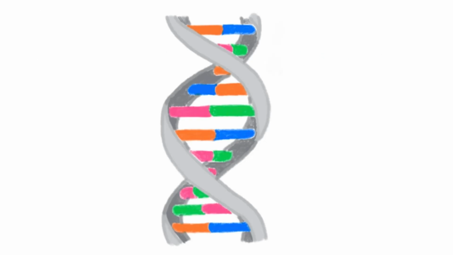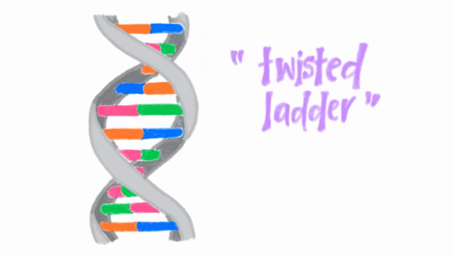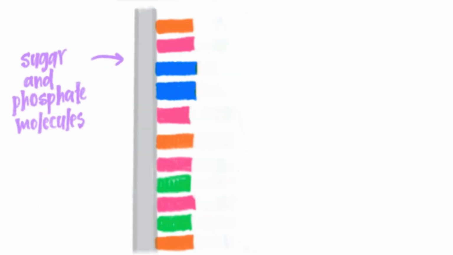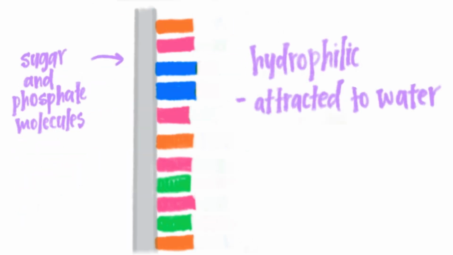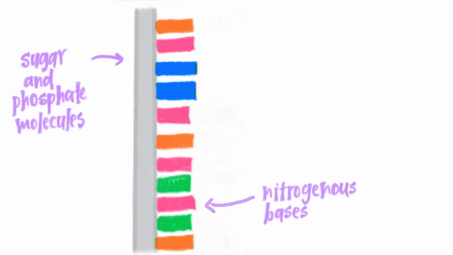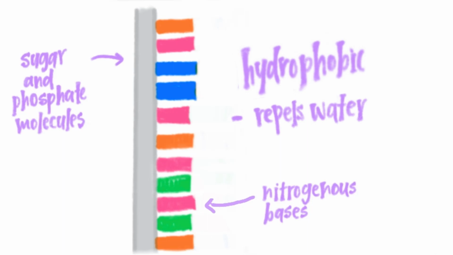One thing to note about DNA is that if you look at a classic model of DNA, you can see that it looks like a twisted ladder, or as biologists like to call it, a double helix. DNA is structured like this because the sugar and phosphate molecules here are hydrophilic, or attracted to water, while the nitrogenous bases in the middle are hydrophobic, water repellent.